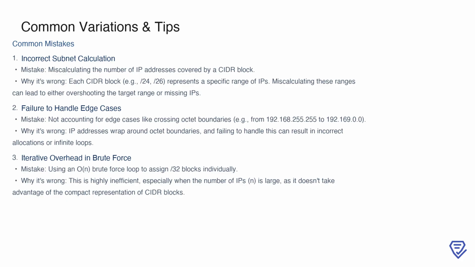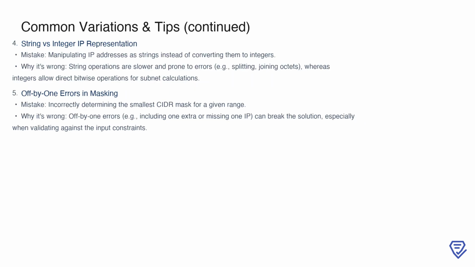This method, with its O(n) complexity, doesn't leverage the compact representation of CIDR blocks and is especially problematic for large IP ranges. Another mistake to watch out for involves how IP addresses are represented. Manipulating IPs as strings, such as splitting and joining octets, can be error-prone and inefficient. Converting them to integers allows you to use faster and more reliable bitwise operations for subnet calculations.